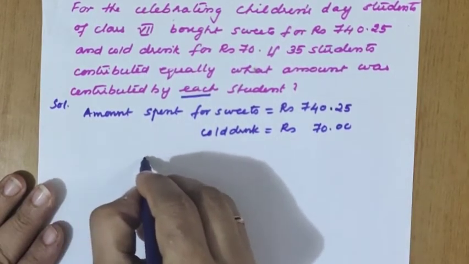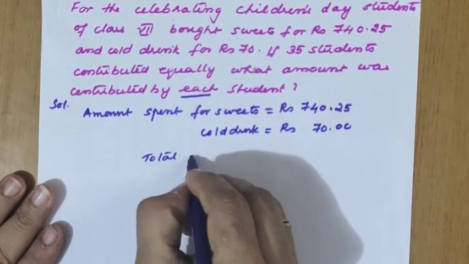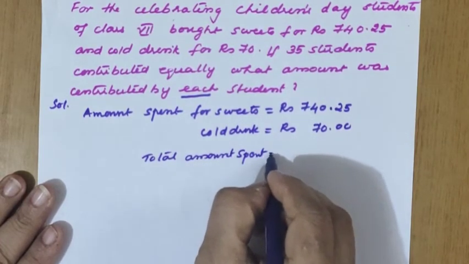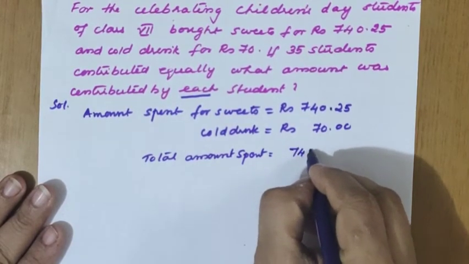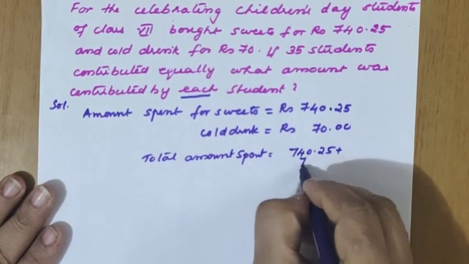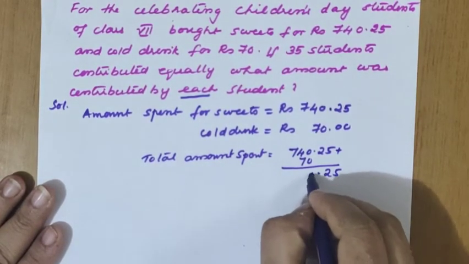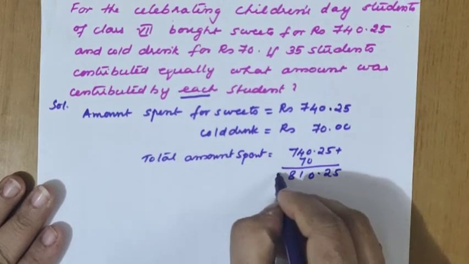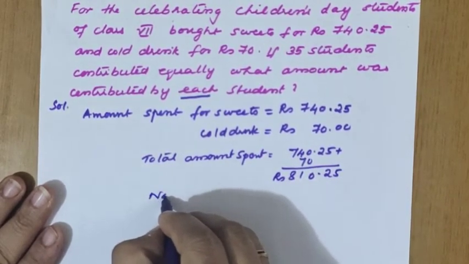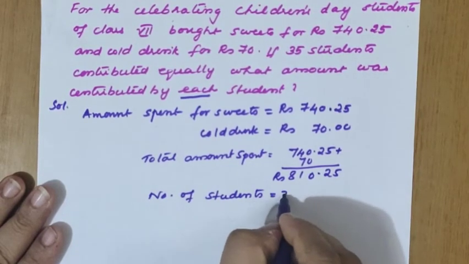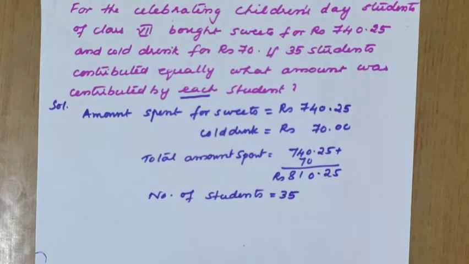So the total amount spent is equal to 740.25 plus 70. What is the answer? It is equal to 810.25. Now what is the number of students? Number of students is equal to 35. Right? So the money spent by each student, how to calculate that one? We have to divide with the 35 only.